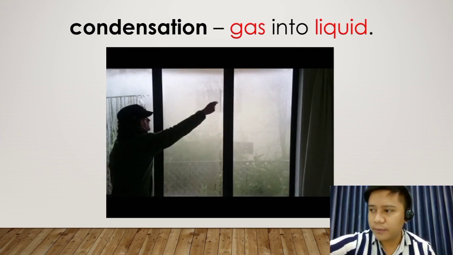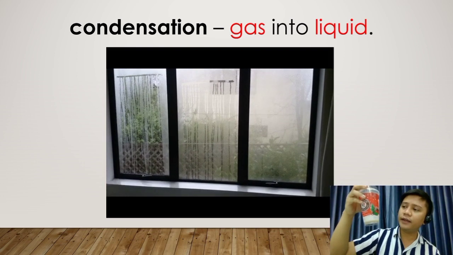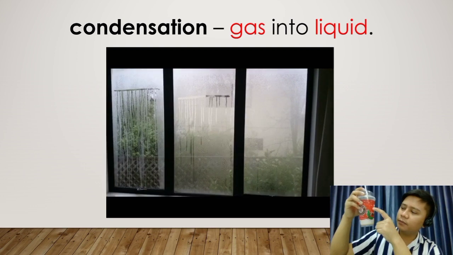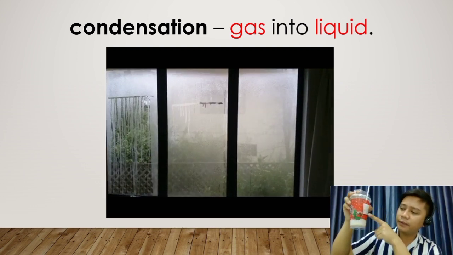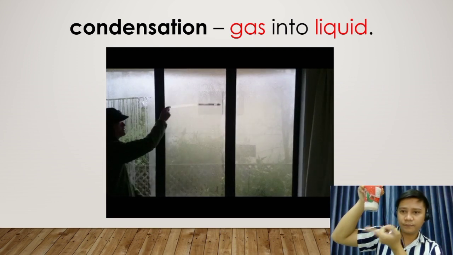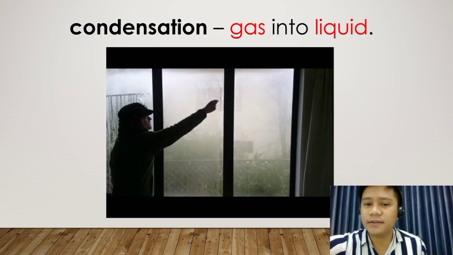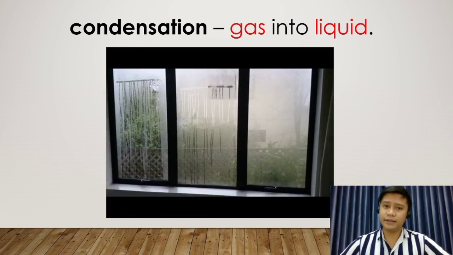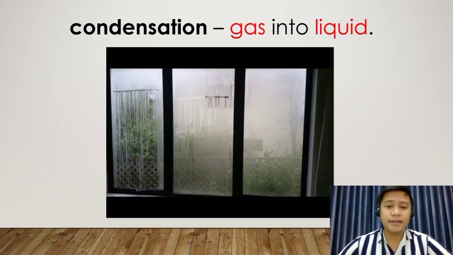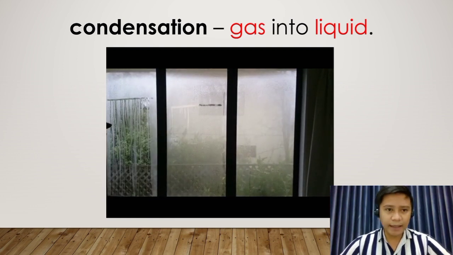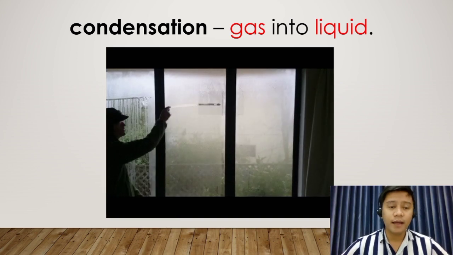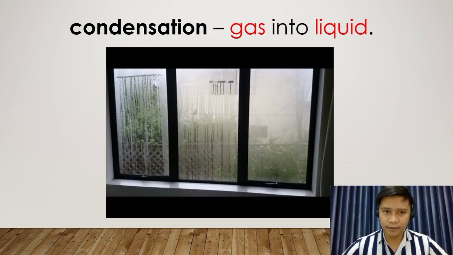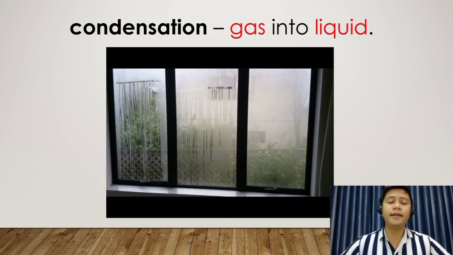Another example is this one. As you can see, this is coffee with ice. The condensation is this one. The moisture is the gas, and when I wipe it out, the liquid becomes water. So this process or physical change is what we call condensation. Okay, understand? Condensation. Now let's try to spell it. Start with letter C. C-O-N-D-E-N-S-A-T-I-O-N.